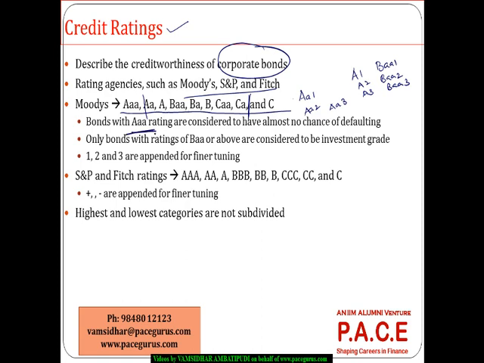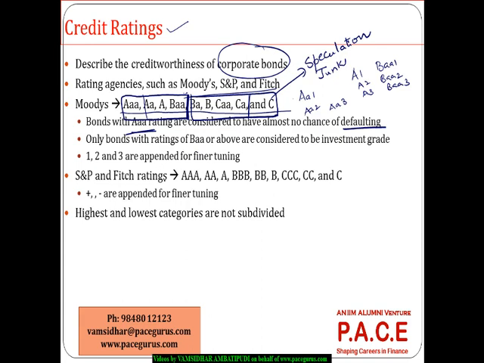Any bond with an AAA rating is considered to be more or less secure, with no chance of defaulting. Only the bonds down to BAA are called investment grade bonds, and those below are called speculation grade bonds, or sometimes we call them junk bonds.